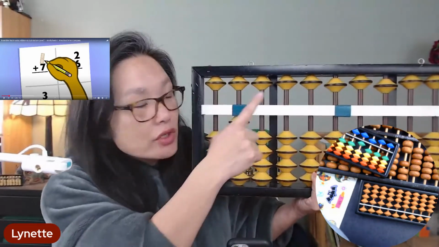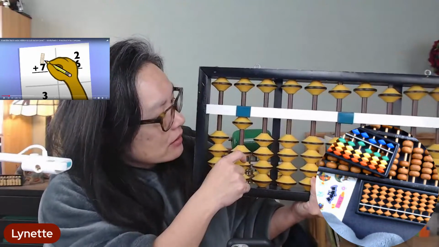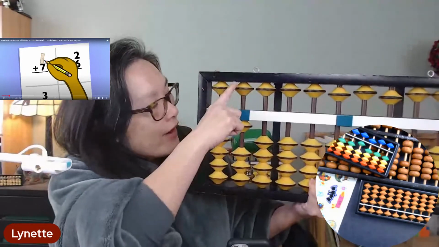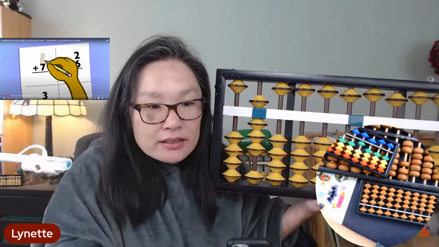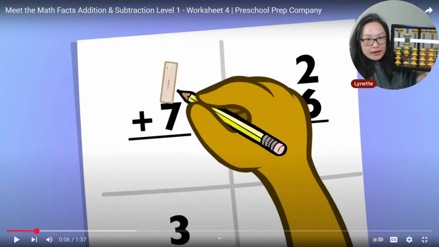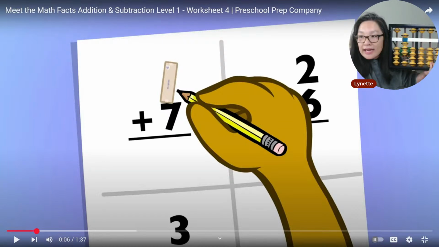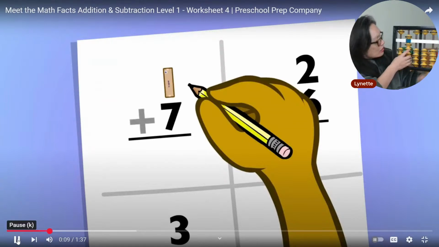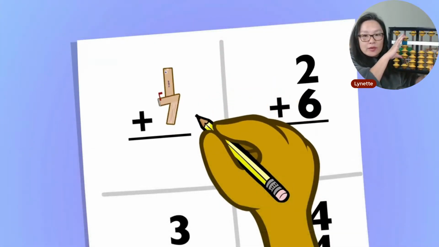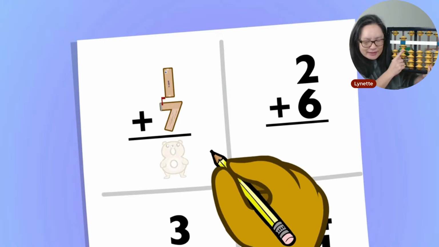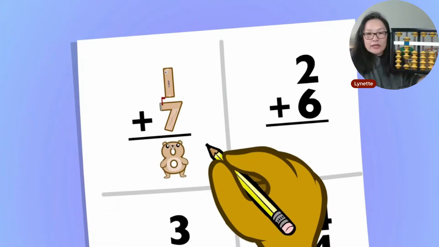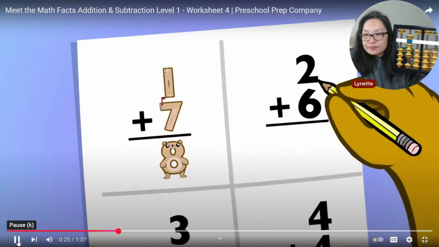So we have 1, and then 7. So we add 7. How do I add 7? 5, 6, 7. So we add 7 like that. I don't have to worry about formulas. So here we add 8. Okay, great, 8.